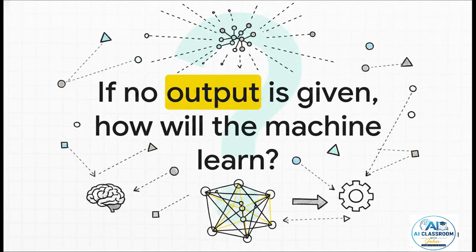Which leads to a very logical question, and you might actually be asking yourself this right now. If no output is given, how on earth does the machine ever actually learn anything useful? Take a moment and think about what we just covered. The answer is absolutely fascinating. It learns by independently finding hidden patterns. It literally connects the dots that human eyes might completely miss.